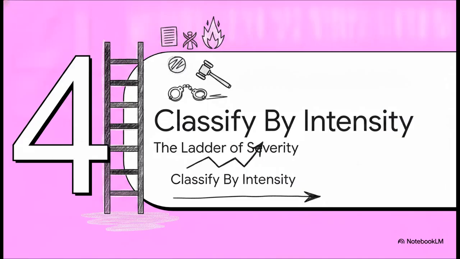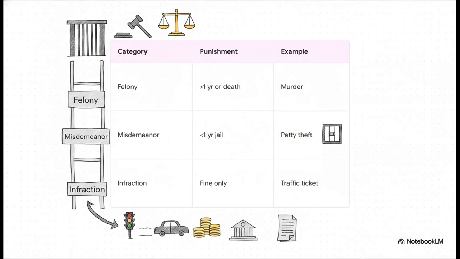Section 4. Classifying by intensity, the ladder of severity. Okay, so the justice system uses a rigorous 3-tier ladder to measure the intensity of a crime. Right at the top is the felony. This is the most serious category, punishable by more than a year in prison or even death for severe crimes like armed robbery or murder.